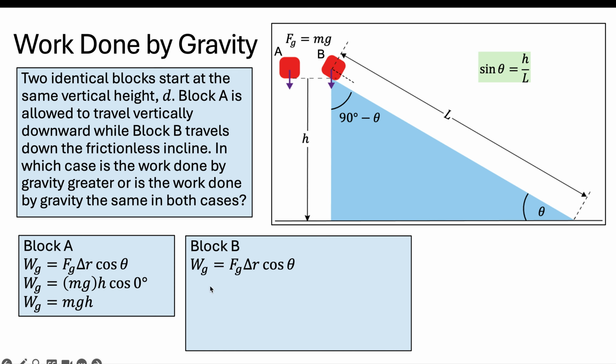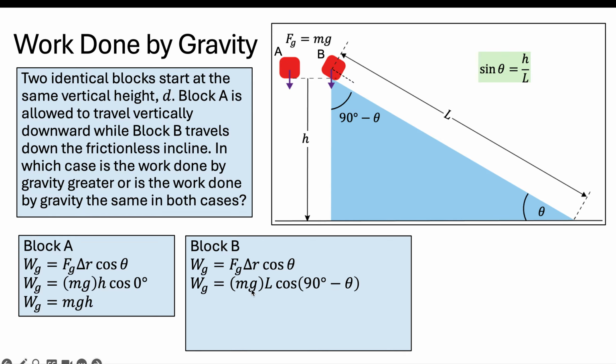We can go through the same process for block B, and we can determine what the work done by gravity is as it travels along the incline. So my displacement in this case is this distance L down the incline. My force of gravity is still the weight, but the angle between the force of gravity, which is vertically down, and the displacement, which is down the incline, is this angle here, which is 90 degrees minus theta, where the angle of our incline with respect to the horizontal is our angle theta.